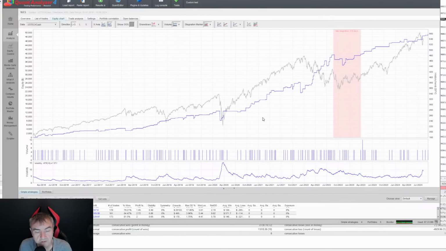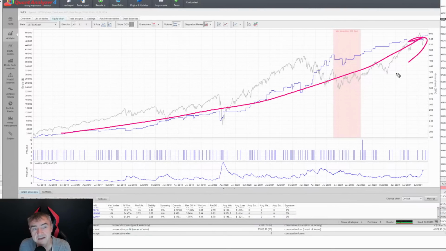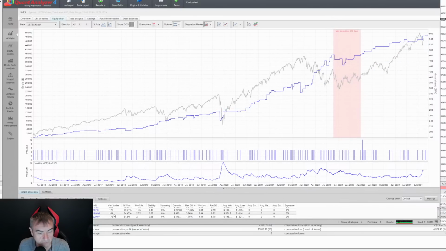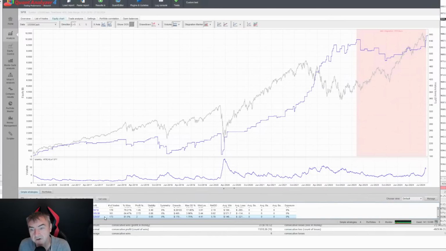So it's one of those strategies, I think, it suits the NAS because they're tech stocks. Why does it suit the NAS? Because tech has been rallying for the last 10 years. All other markets, I think you're going to find stagnation in them is going to be far too big. So looking at the S&P 500, yeah, it made profit, but for 554 days, it hasn't made any money.